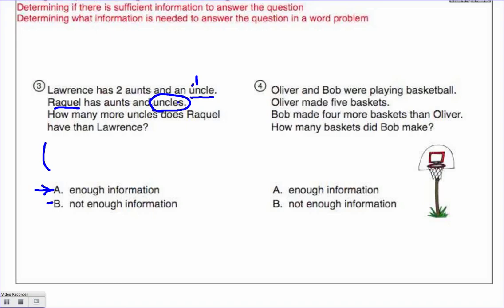But the problem is it only says uncles. It doesn't tell us how many uncles Raquel has. So there's no way we can solve this problem. We'd circle not enough information.